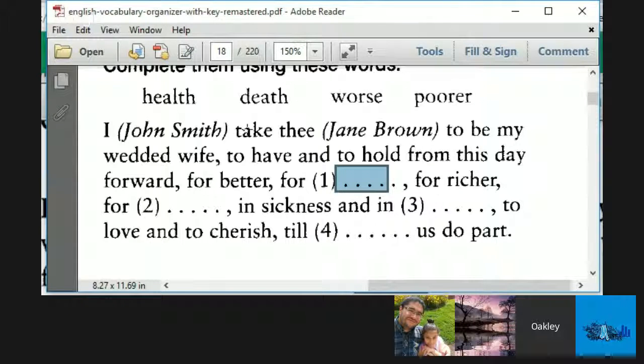Okay. I, John Smith, take thee. Thee is Old English for you, or a version of you, when it's one person, singular you. To be my wedded wife, or maybe my lawfully wedded wife is another version. All right, to have and to hold from this day forward, for better, for worse. Okay, continue.